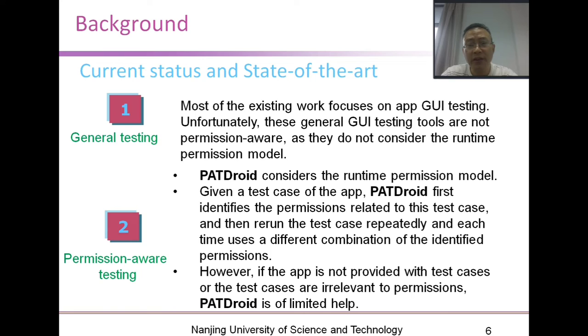Given a test case of the app, it first identifies the permissions related to this test case and then reruns the test cases repeatedly, and each time uses a different combination of the identified permissions. However, if the app is not provided with test cases or the test cases are irrelevant to permissions, this tool is of limited help.